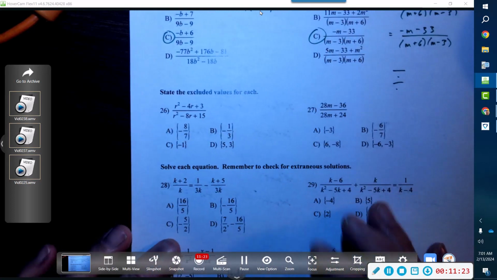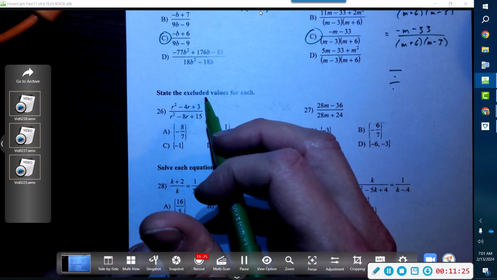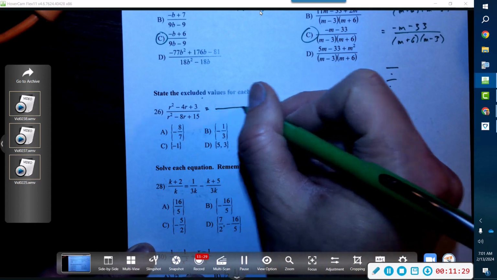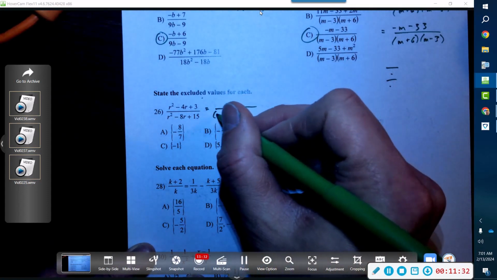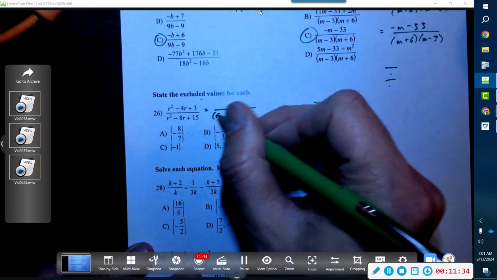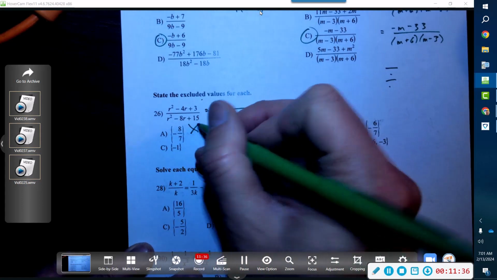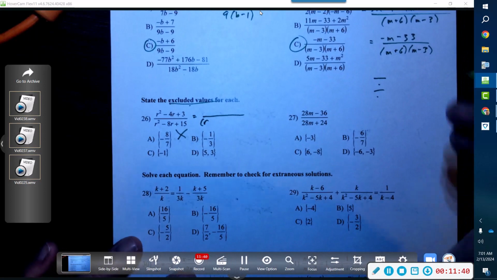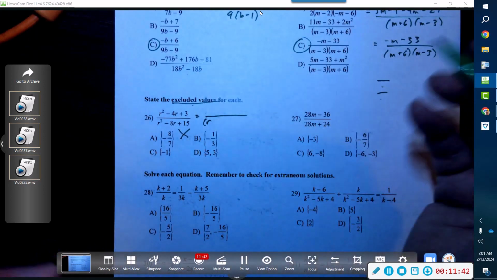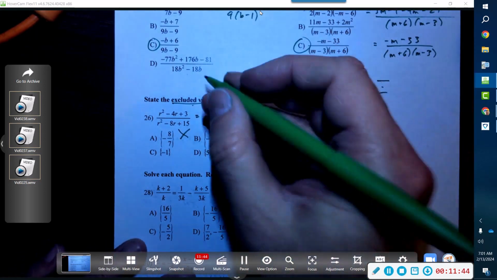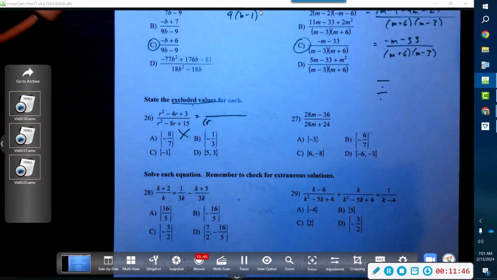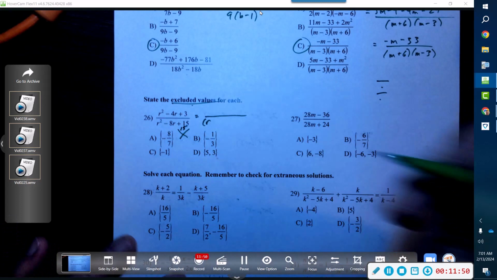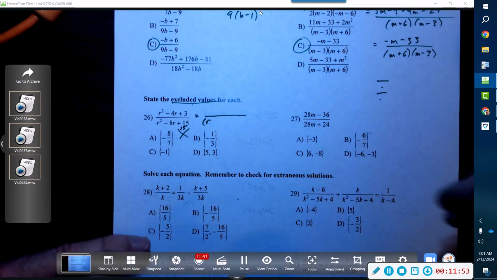Okay, so looks like we're just stating excluded values. So we are looking for the numbers that will give us 0 in the denominator. Now I'm only going to factor the bottom here because I don't care about the numerator if I'm talking about excluded values. If you go into computer programming, an excluded value is like the value that would make your system crash. Division by 0 always does that. So you always got to watch out for division by 0.